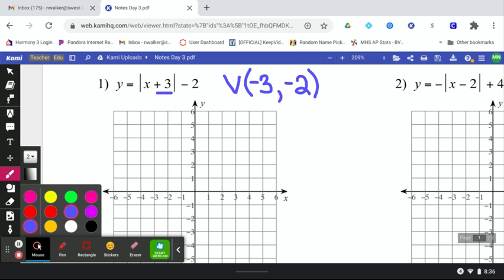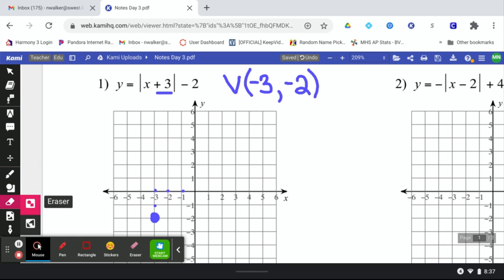All right, so that point, negative 3, negative 2, I go to the left 3, down 2. You guys agree that that's my vertex point? Yep. I'll erase all my little points that I used to make it. All right, so we've got our vertex.